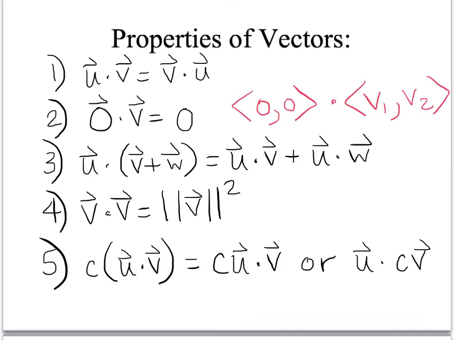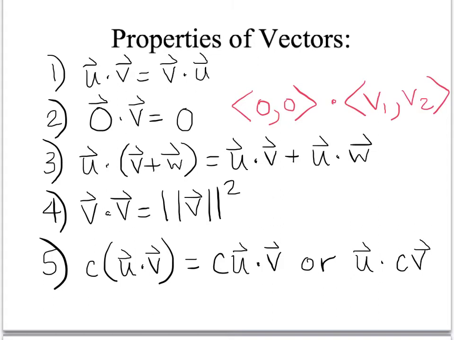Property 3 is like distribution. So if I have vector u dotted with two vectors that are added, instead of adding first and then doing the dot product, I can do the dot product of u with v, the dot product of u with w, and then add my answers together.